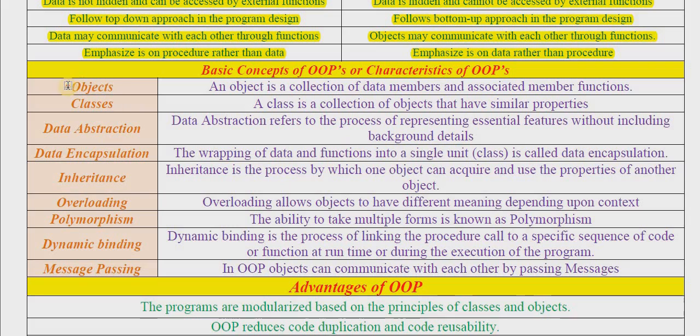First, object. You have to remember these definitions. What is an object? The simple answer is, an object is a collection of data members and associated member functions. Then next, what is a class? A class is a collection of objects that have similar properties. Means a class is a group of same type of items.